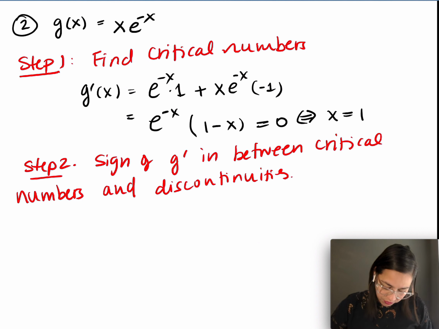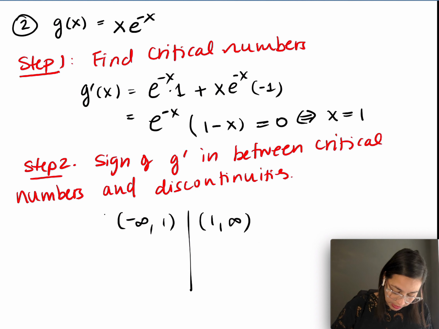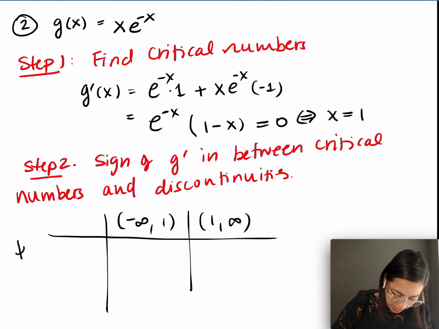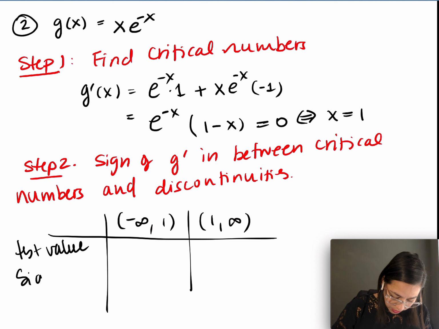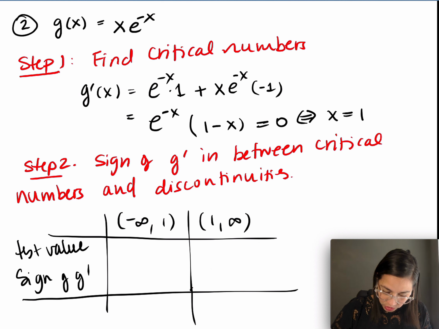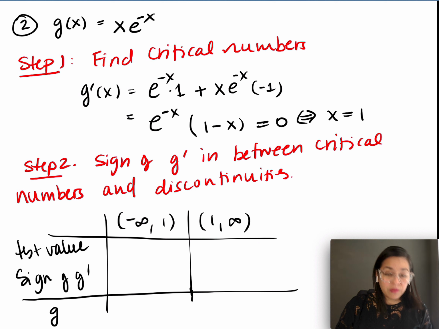So I know that I'm going to go from negative infinity to 1, and then from 1 to infinity. And like we did before, I'm going to take a test value here. I look at the sign of g prime, and then what information we can get from the sign of the derivative when it comes to the behavior of the graph, okay? Perfect. So I take a number in between negative infinity and 1. I'm going to go with 0.